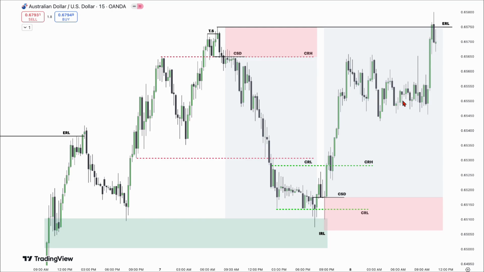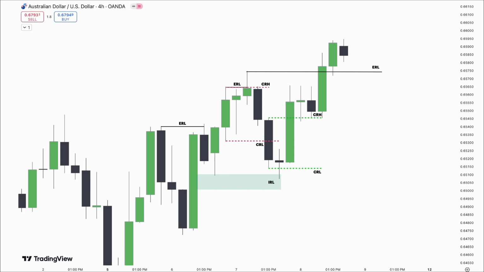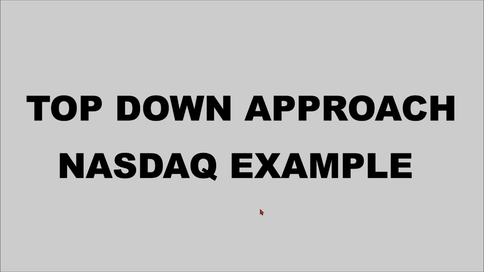our target. If you look at the higher time frame, you can clearly see how the market moved from ERL to IRL, and then from IRL to ERL, creating a CRT before each move, which ultimately led to hitting our final target. Now let's move on to our final example with the Nasdaq E-mini futures on the 4-hour chart.